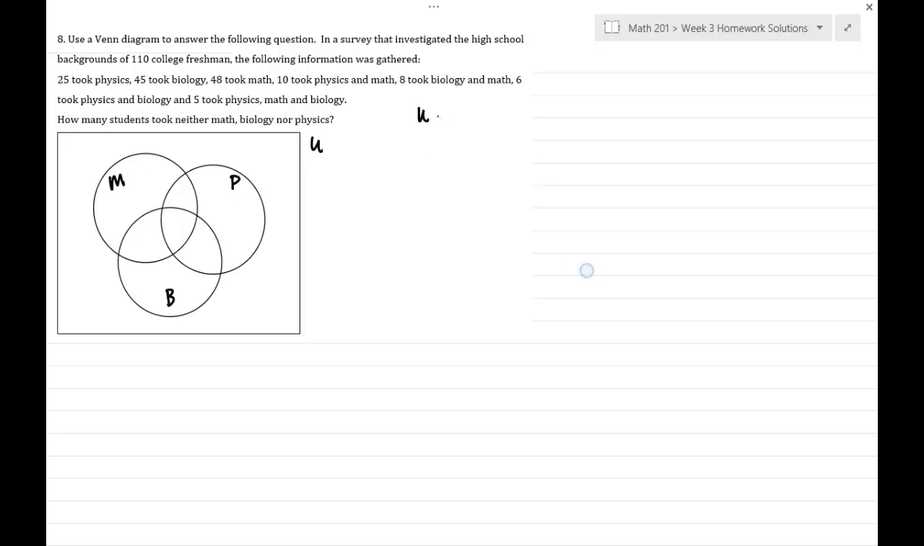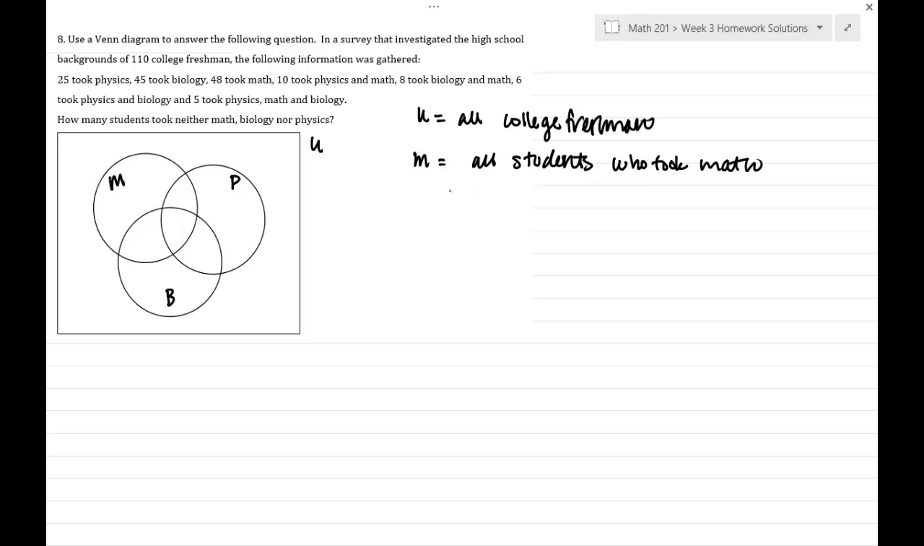So let's see, the universal set is all college freshmen at a particular school, right? And M is all students who took math, because they're talking about high school. And B is going to be students who took biology, and P is going to be students who took physics.